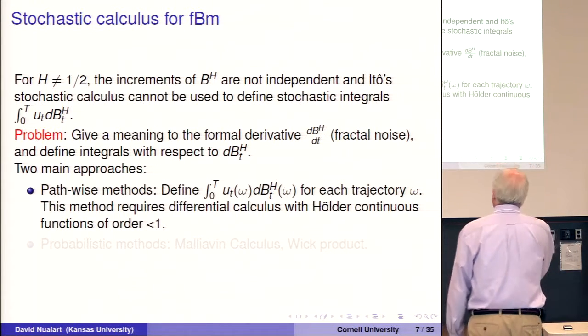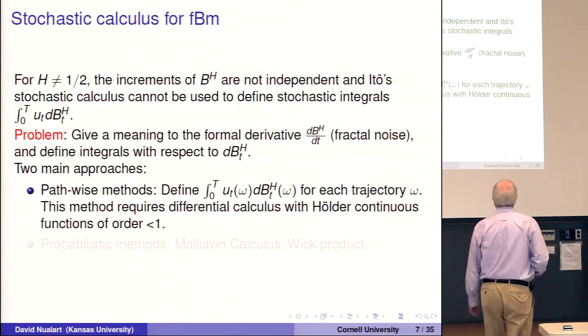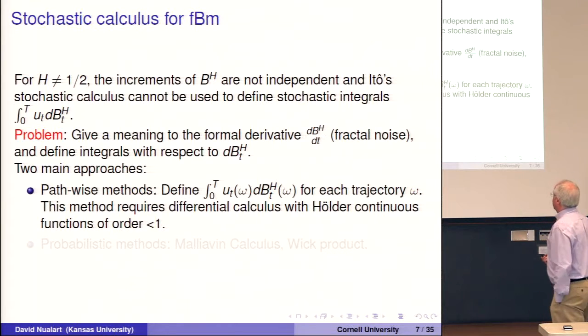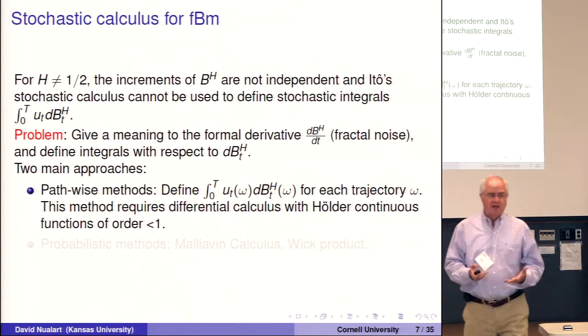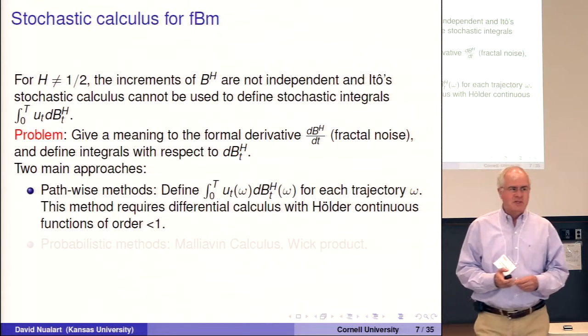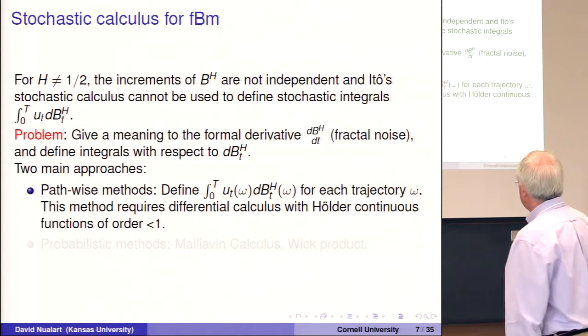And essentially there are two approaches that have been developed in the last 10 years more or less. One is Pathwise methods, which means fix a trajectory and define a stochastic integral for every trajectory. And then to do this, what you need is differential calculus, but for functions which are not differentiable. Functions which are just Holder continuous of order less than 1.